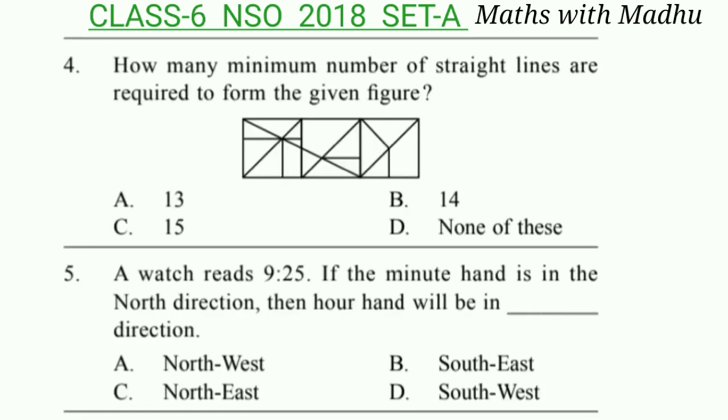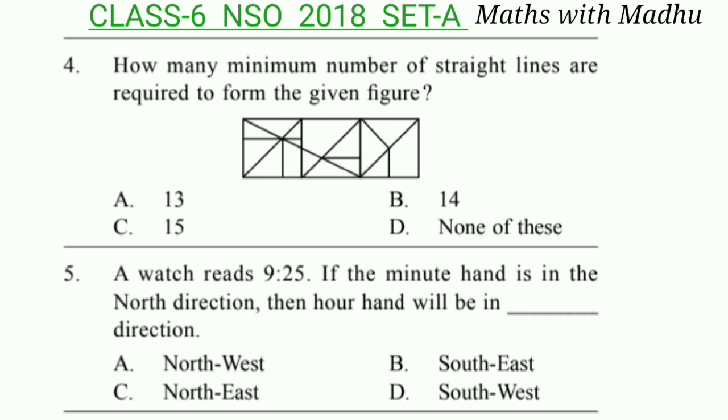Now question number 4. How many minimum number of straight lines are required to form the given figure? Look at the figure. The answer will be option C. The minimum number of straight lines required to form the given figure is 15.